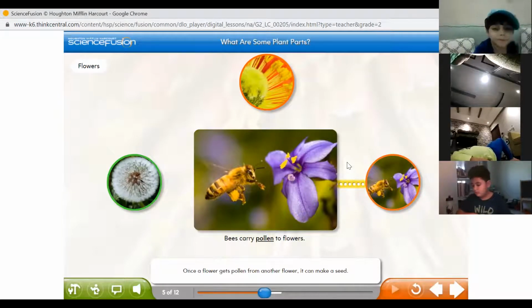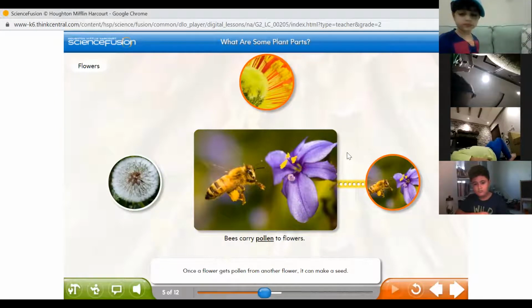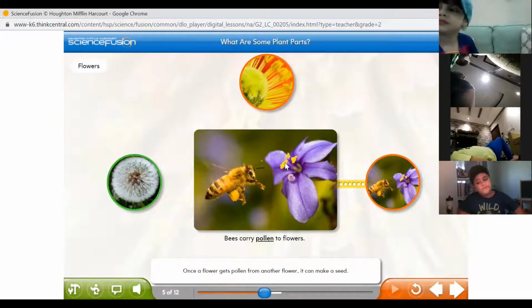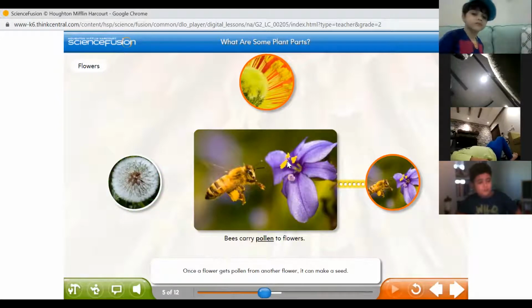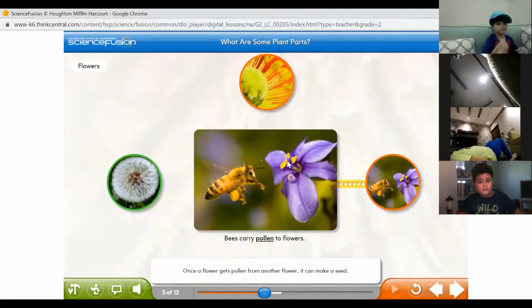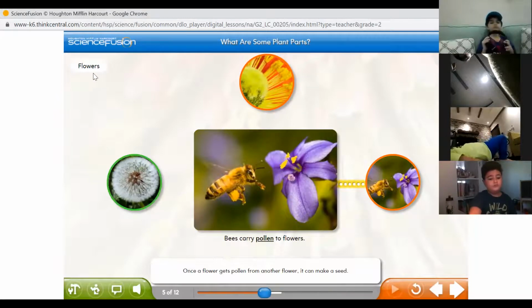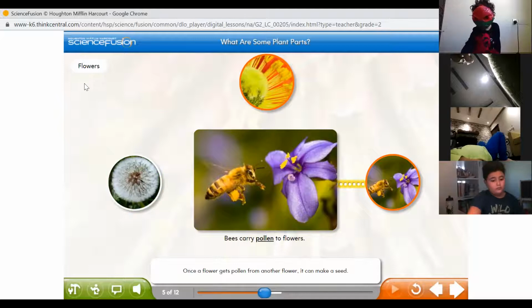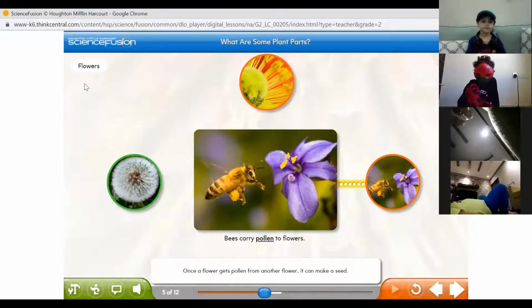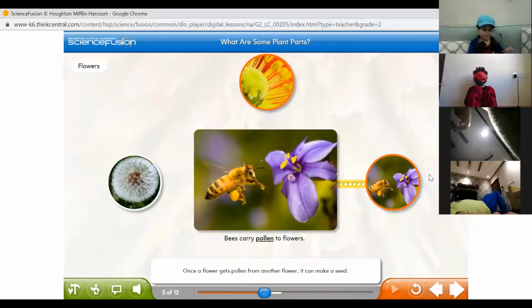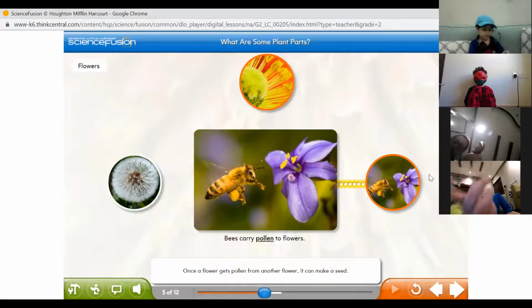So, if making a seed needs pollen, what is pollen? This is the yellow dust. This is the pollen. You need pollen to make new seeds. What is this bee doing over here? This bee is going to take this pollen and give it to another flower so they can make a seed. How can pollen go to another flower, only with a bee? Yeah, Ahmed, only bees can take that pollen.